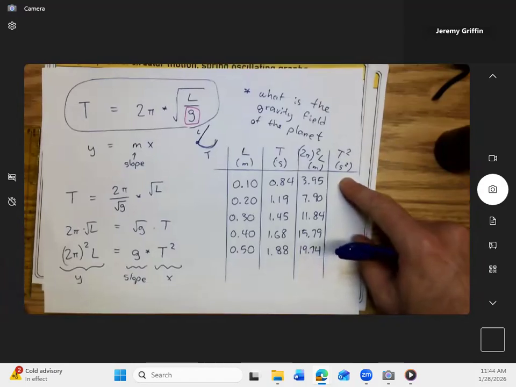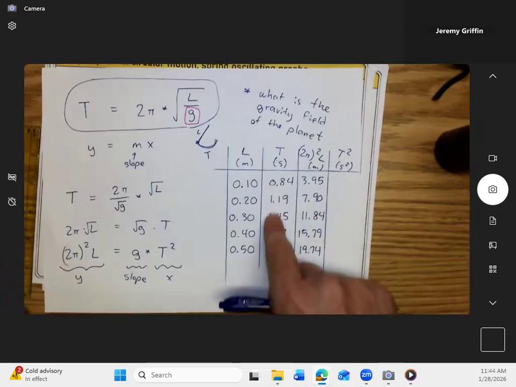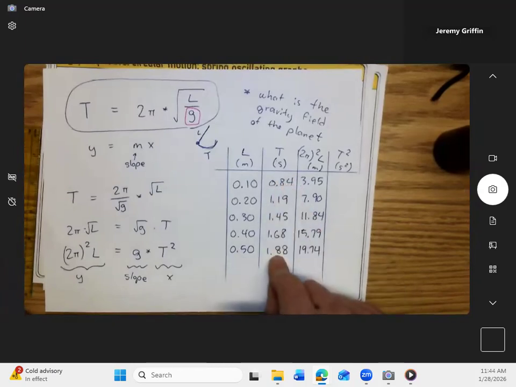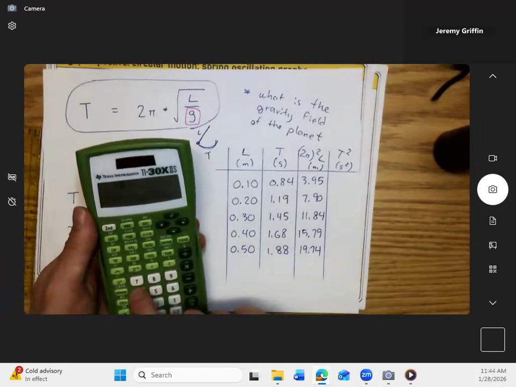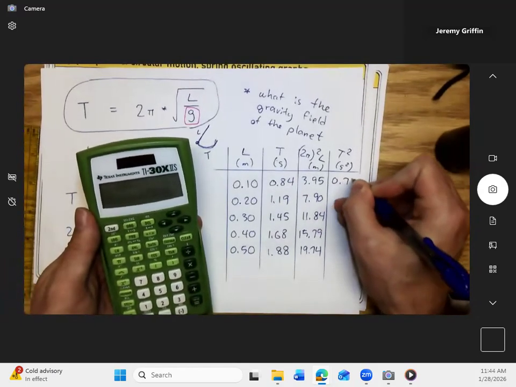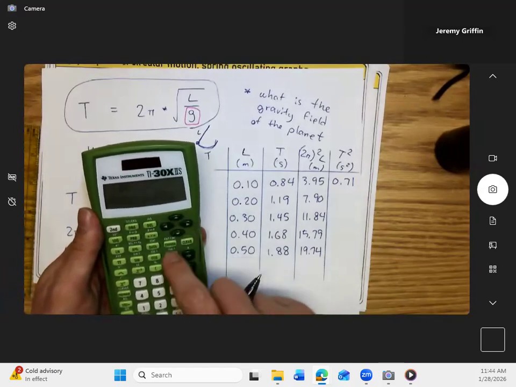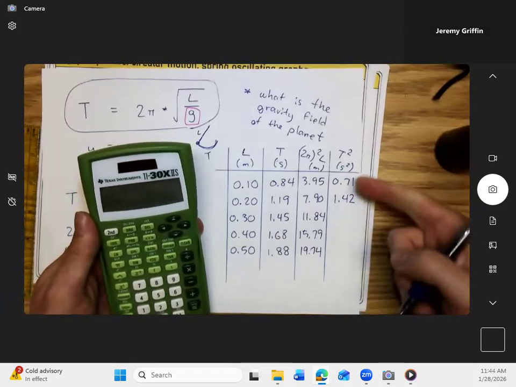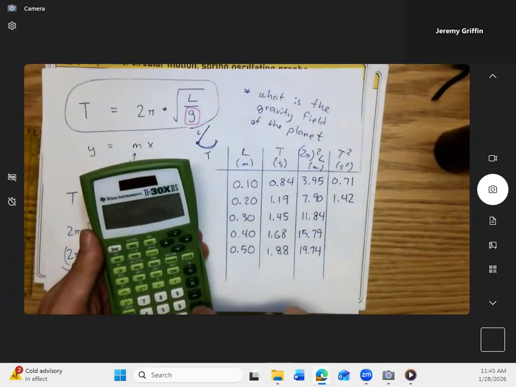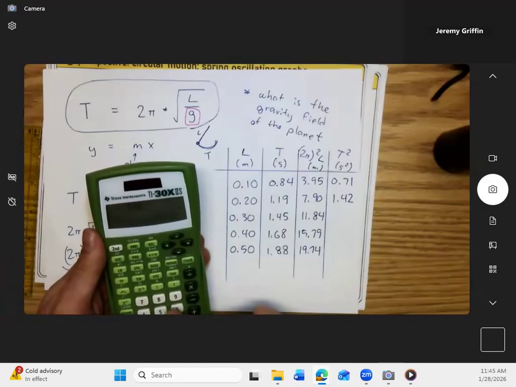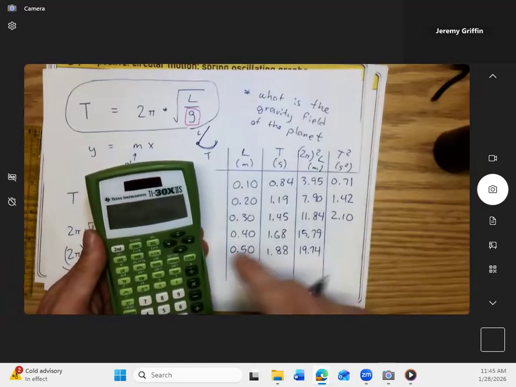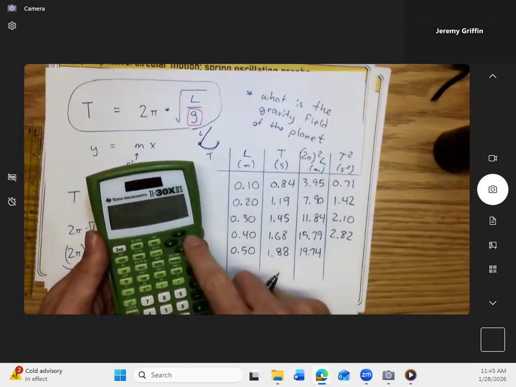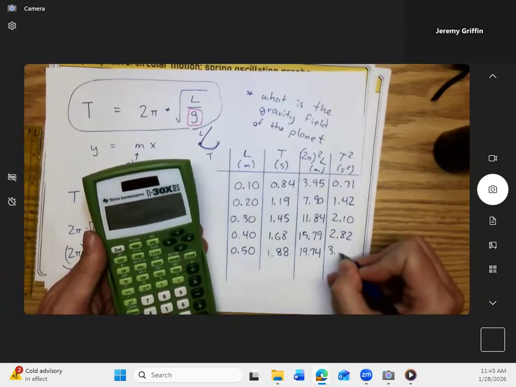And then last column, square all the time periods. Maybe you ran the experiment yourself on this mystery planet, so you've been timing all these pendulums, and we have all the time periods. I just have to square them. 0.84 squared is 0.71, rounded. 1.19 squared is about 1.42. These are all square seconds. I put square seconds in the heading. 1.45 squared is 2.10. This is 2.82. This is 3.53.